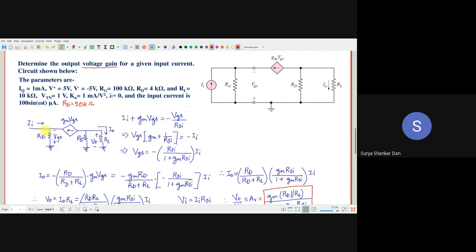So how do we begin? Try to find the KCL equation at this node. That means Ii plus gm VGS will be equal to the current which is flowing through this branch, that is minus VGS by RSI. This minus is coming just because of the given polarity of VGS here.